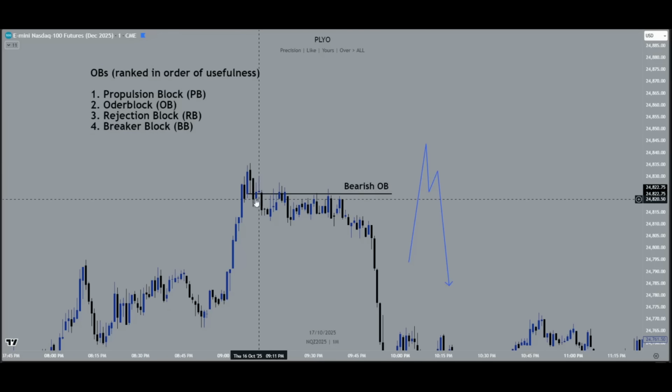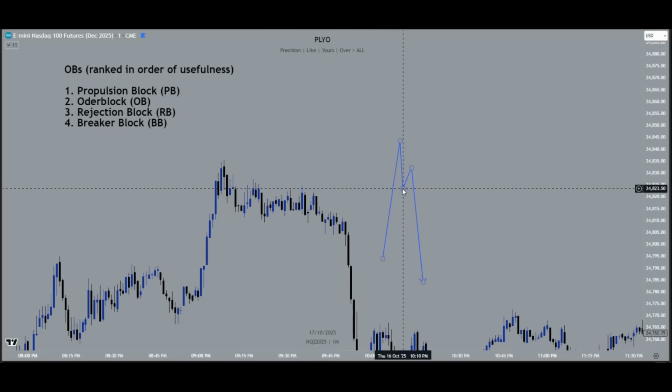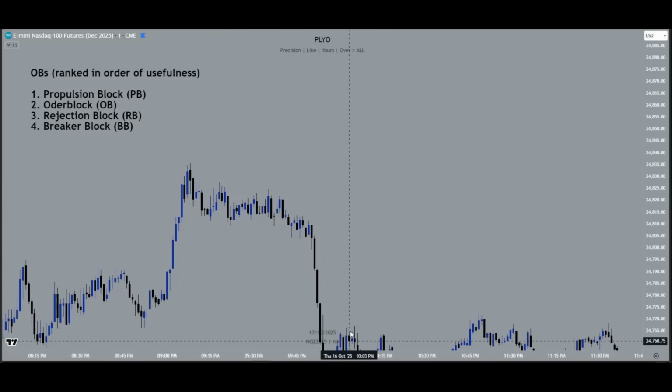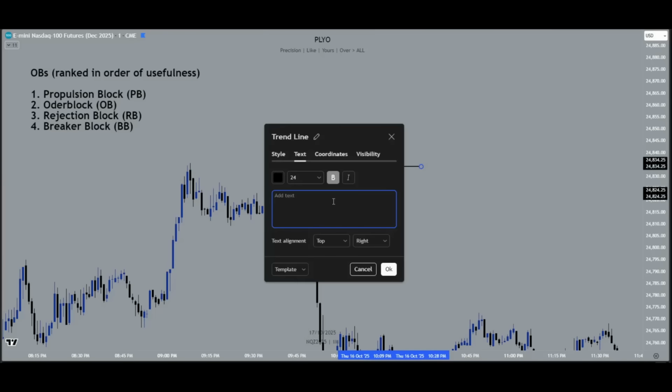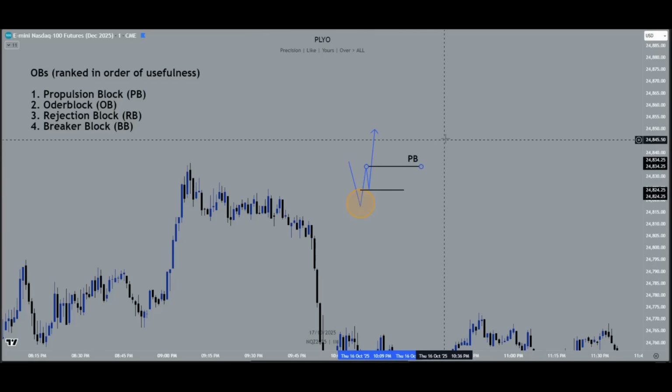So why is a propulsion block my favorite one? Let's talk about it. A propulsion block is simply an OB off of another OB. What this looks like is as we're getting that swing, you have an OB formed. We'll tap quickly into it and then just fly. Remember, the OB forms down here, we get that engulfing candle, we'll tap right back into that OB. This will be our OB. We tap into it, and on this dip down, we leave another OB. This other OB that we leave is called a propulsion block because it's simply an OB that touches another OB and we still go in the same direction.